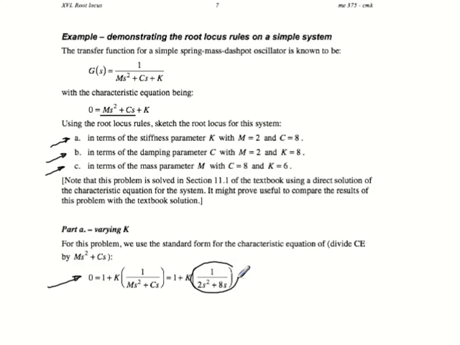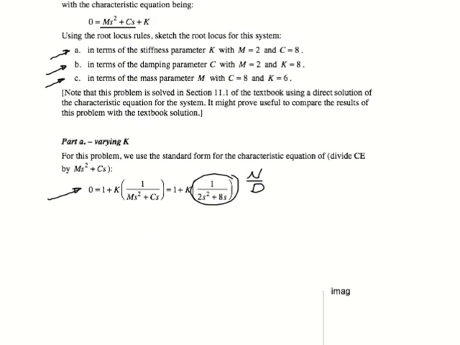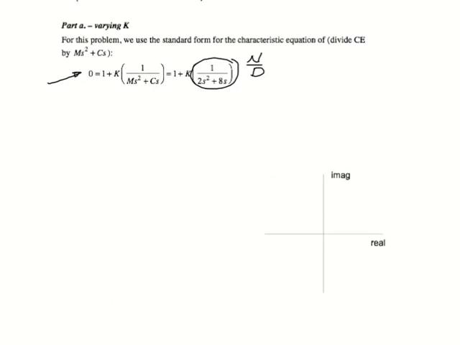This here will be n over d, where n over d, if it were a closed loop system, would represent the numerator and denominator of the open loop transfer function. So think of it in those terms, but in fact we're really applying it to just a simple spring mass dashpot system. So let's go through our rules.